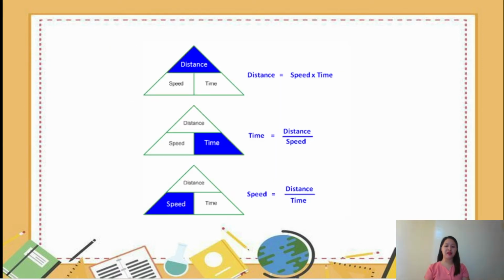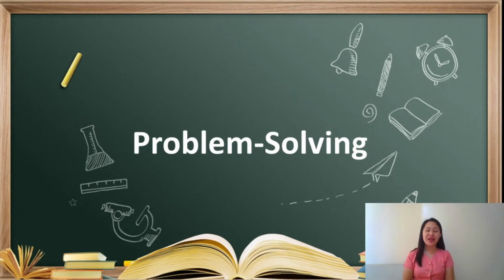Remember this triangle in solving distance, time, and speed. When we are looking for distance, we need to multiply speed by time. When we are looking for time, we need to divide distance by speed. And lastly, when we are looking for speed, we need to divide distance by time. Now, are you ready to apply what you have learned and solve problems? Let's try.